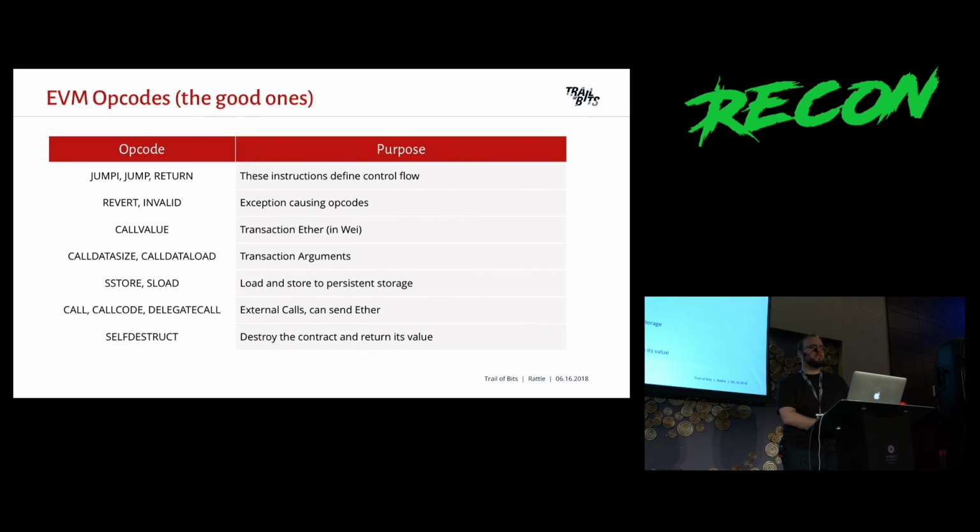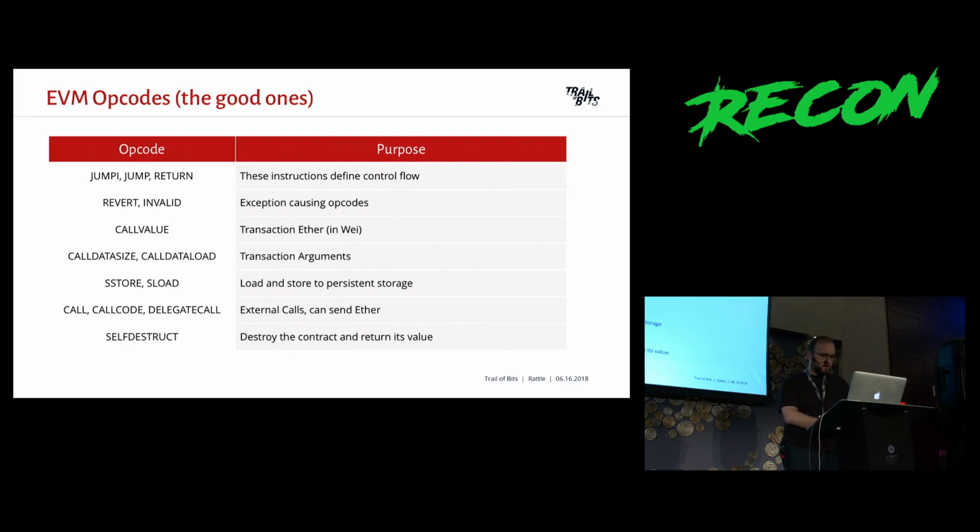Self-destruct destroys the contract. You can never use it again, and it returns all of its stored value to whoever you pass as an argument. So if the contract doesn't have call code, delegate call, or self-destruct in it, there's actually no way to get any Ether out of that. And in older contracts, you could send Ether to them, and it would be trapped forever. Newer ones have a little bit of protection against that.